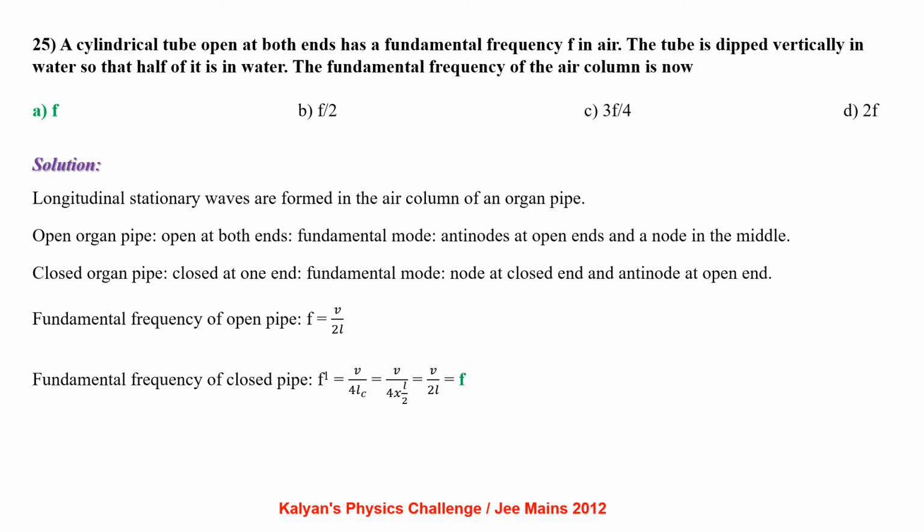Longitudinal stationary waves are formed in the air column of an organ pipe. Open pipe, that is open at both ends, has an antinode at each open end and a node at the middle. Closed organ pipe, which is closed at one end, in the fundamental mode has a node at the closed end and an antinode at the open end.